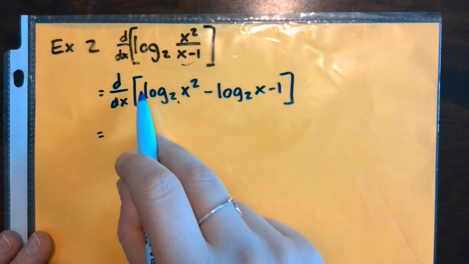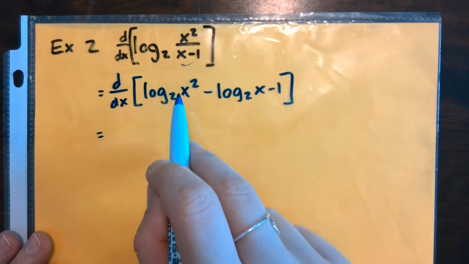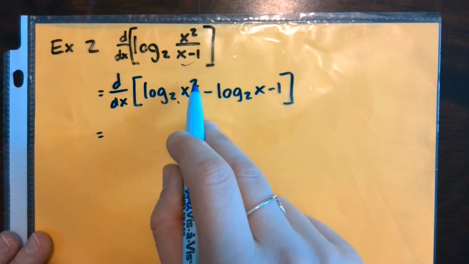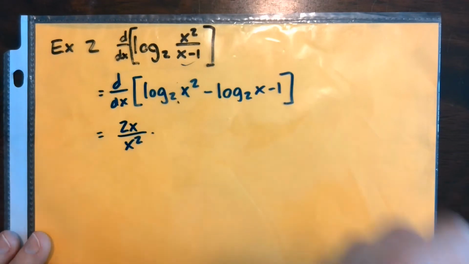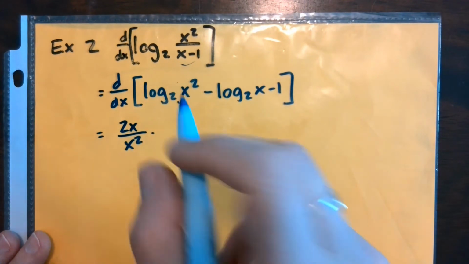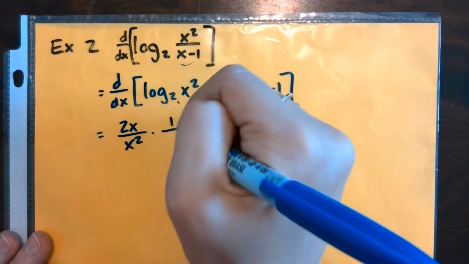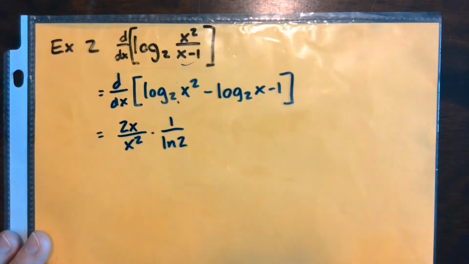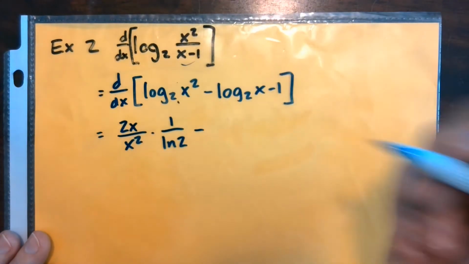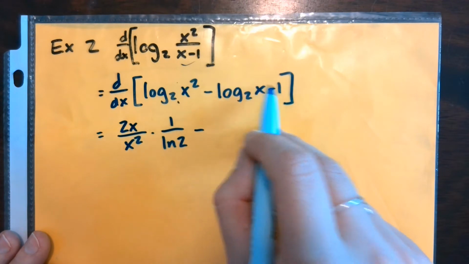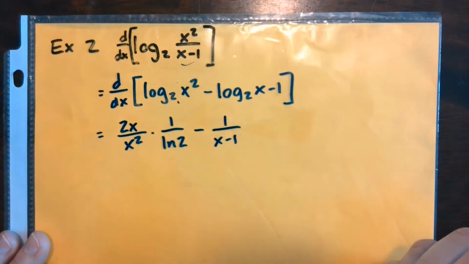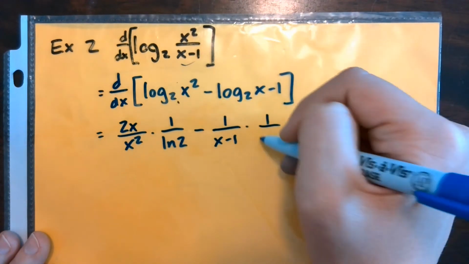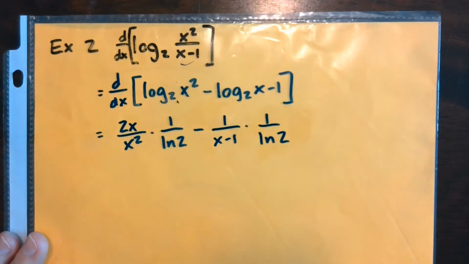So now when I'm taking the derivative of this first log, I'm just going to have that derivative of x squared over x squared. And then remember, because I don't have a base of e, I've got to multiply by 1 over the natural log of 2. Similar for the second log, I'm going to have the derivative of x minus 1, so just 1 over x minus 1 times that 1 over natural log of 2.